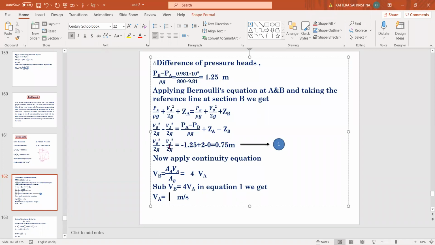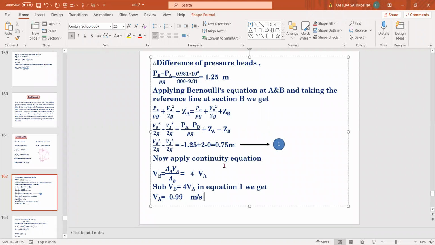Okay, please do this slowly. 0.99. So 0.99 meters per second is VA. Similarly, you can find VB, that is 4 times VA. Next, after getting VB or VA, we can find discharge. So Q is equal to, next term, the rate of flow. Q is equal to VA into AA, area of A into velocity at A.